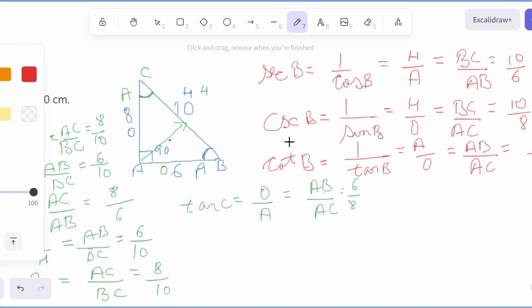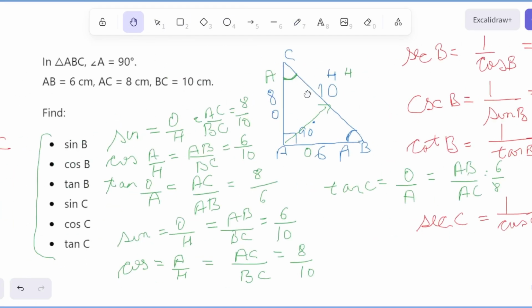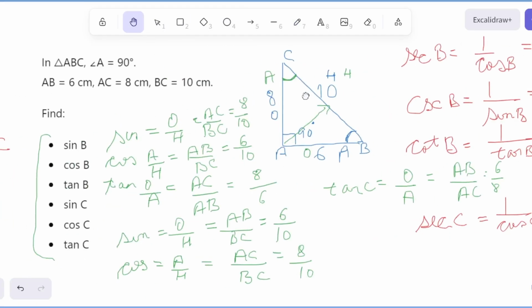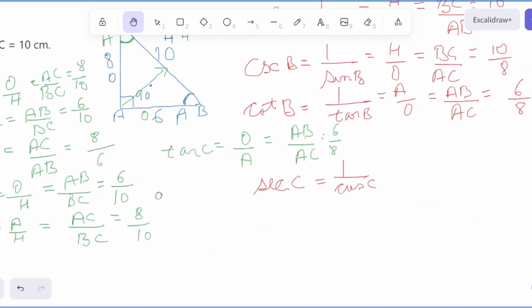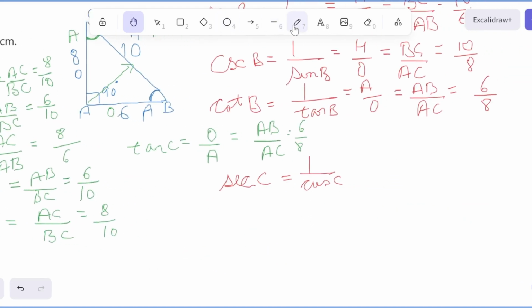We can also find out secant C. Secant C will be 1 upon cos C, and cos C we already found out. Cos C was 8 upon 10. Because cos C is 8 upon 10, secant C will be 10/8 because it's the inverse.